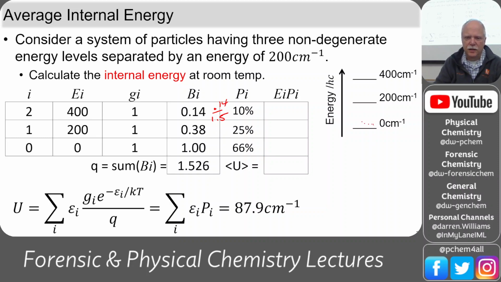So this is 66% here, 25%, and 10%. Okay, so very little population in that top level.